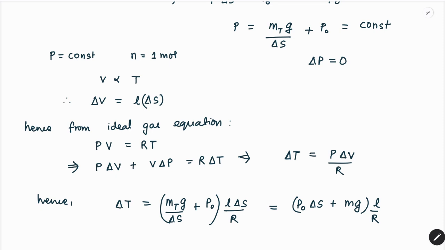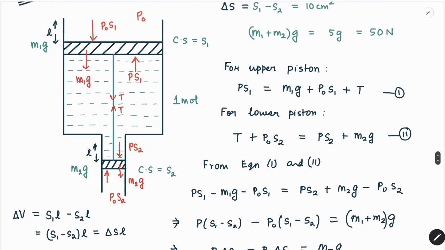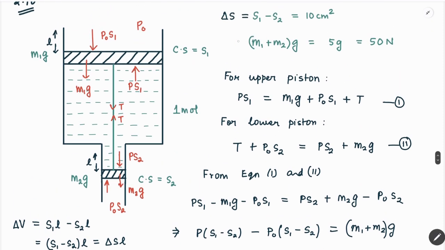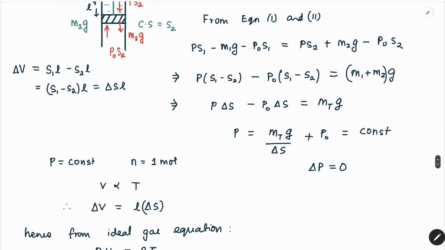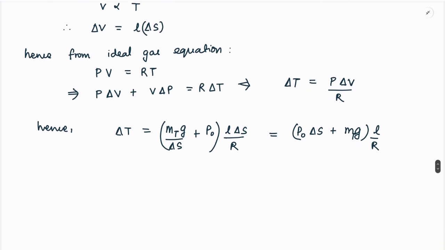Now if we substitute the values, delta S being equal to 10 centimeter square, the total mass which we are mentioning over here as M1 plus M2 is equal to 5 kg, or the weight is 50 Newton, and P naught being atmospheric pressure, L given to us as 5 centimeter. So over here, on substituting the values, we come to a conclusion that the change in temperature is equal to 0.9 Kelvin. So this is the final answer for this particular problem.